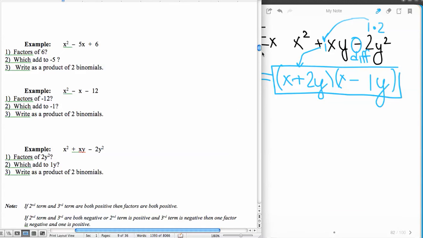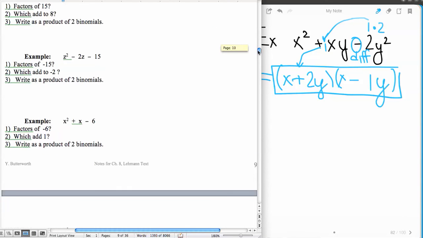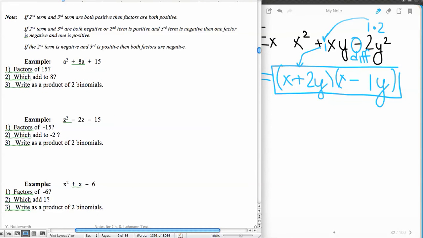Alright, so now we're going to move on to some more down here. Maybe you want to try these 3 problems on your own before you come back to the next video and see if you are getting these correct.